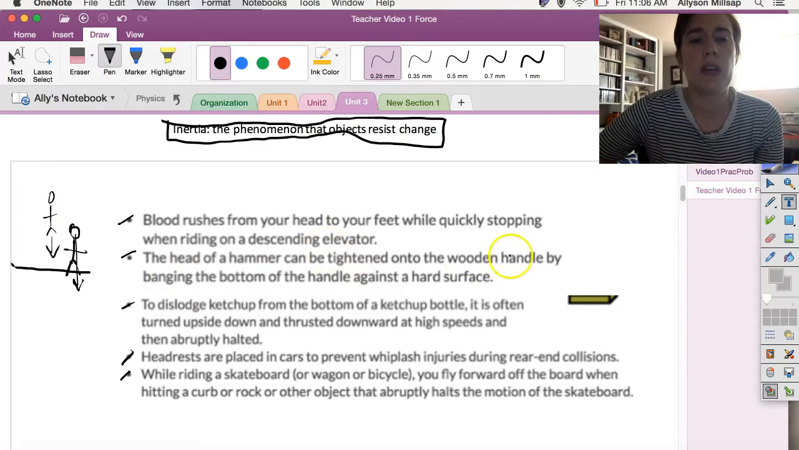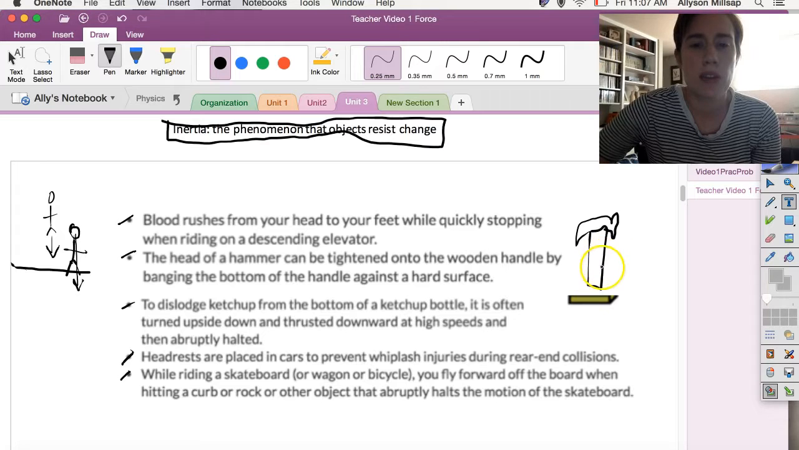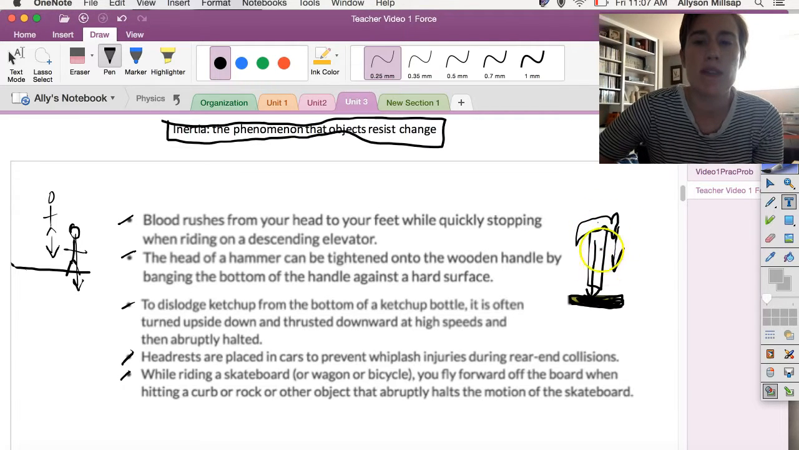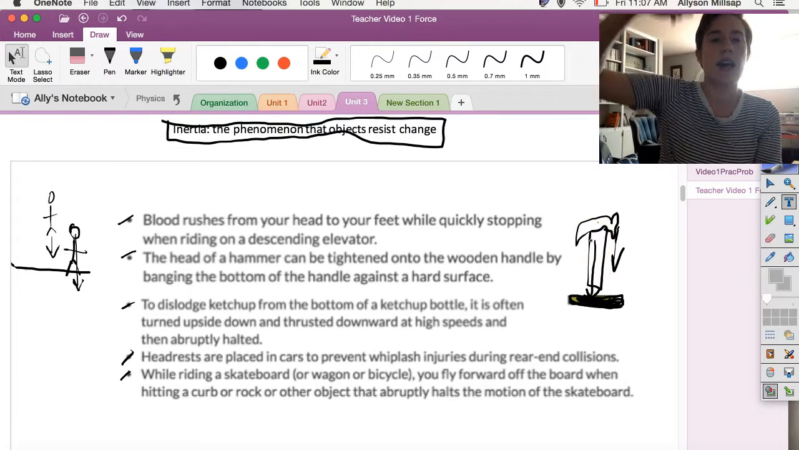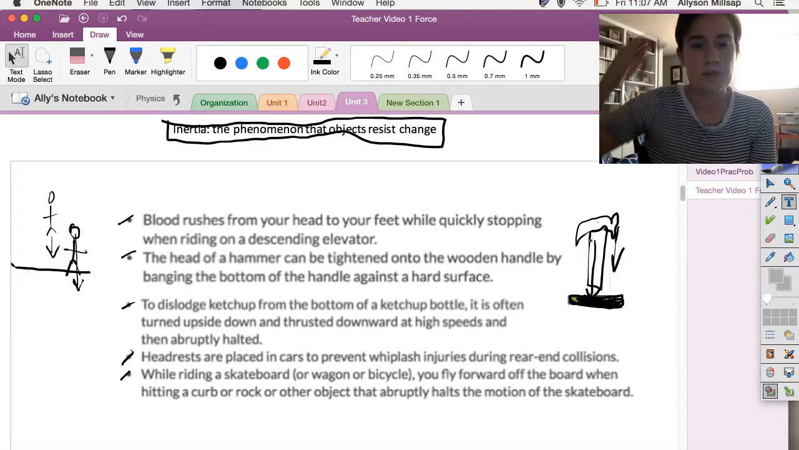Another example is when you have a hammer. Okay, here's your hammer, and you want to tighten the head of the hammer onto the wooden part of the handle. You can slam the wooden part of the handle onto like a table, okay? And so the handle stops moving, but the head part of the hammer wants to continue moving. So the head continues moving downward even when the handle is already touching the table. So it tightens the head of the hammer onto the handle.